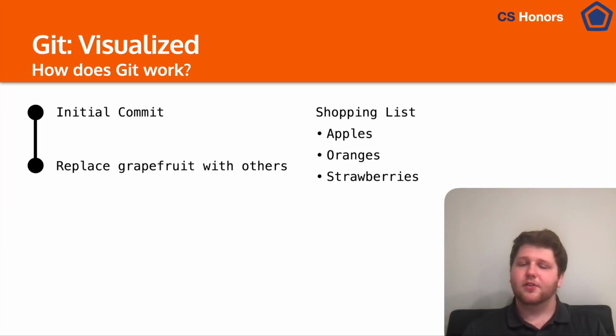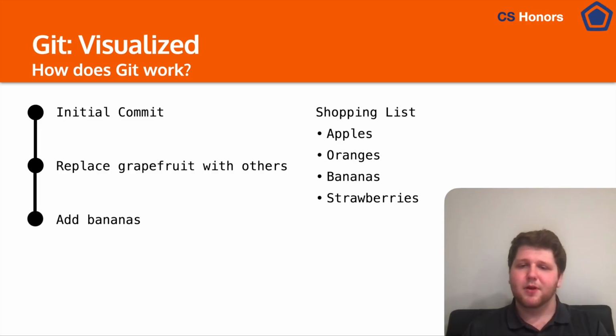And that's where a descriptive message like here, where we say replace grapefruit with others. Now we know that we were removing grapefruit and we put something else in. So it helps us find this commit if we need to look at it in the future. So we're going to add one more thing, including bananas, and we're going to make one more commit.